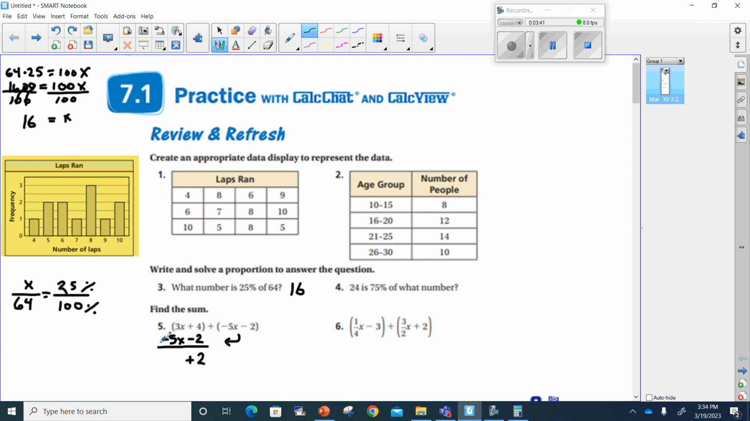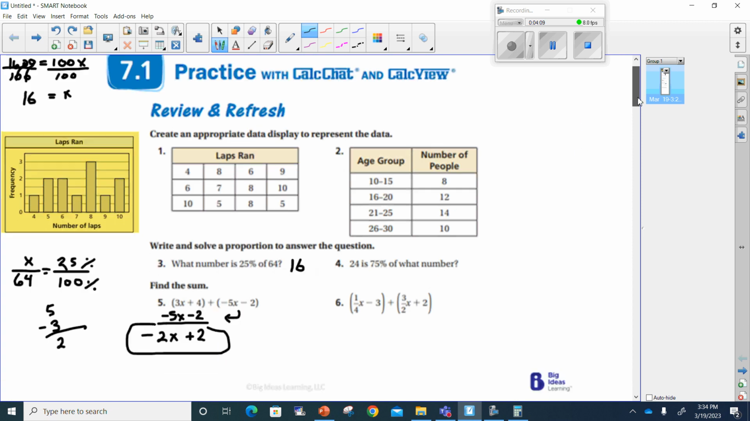Now, 3x minus 5x, again, we take the big number. This time it's 5 minus the small number, which is 3. That's going to leave us 2. And since we're talking about x's, that's going to be 2x. We keep the sign of the bigger number, and the bigger number was negative 5, so that's a negative 2x plus 2 as my answer.